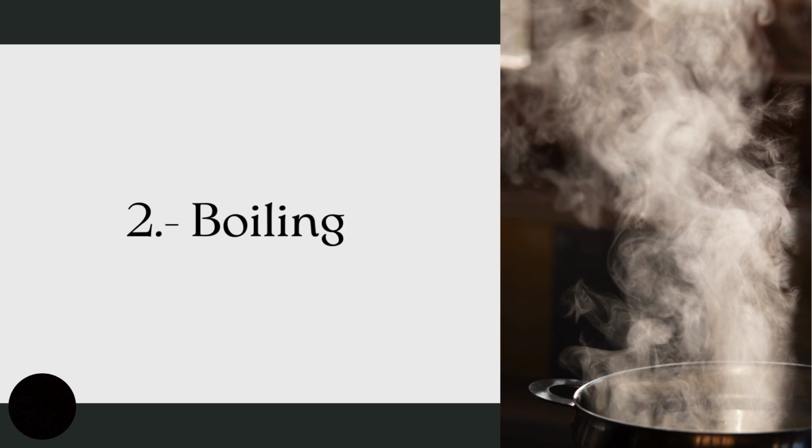And the operating condition, boiling occurs when the temperature reaches the boiling point of the liquid, where the vapor pressure of the liquid equals the surrounding atmospheric pressure. For water, this boiling point is 100 centigrade at 1 atm. At higher altitudes where atmospheric pressure is lower, water boils at a lower temperature, such as around 95 centigrade at 2,000 meters above sea level.